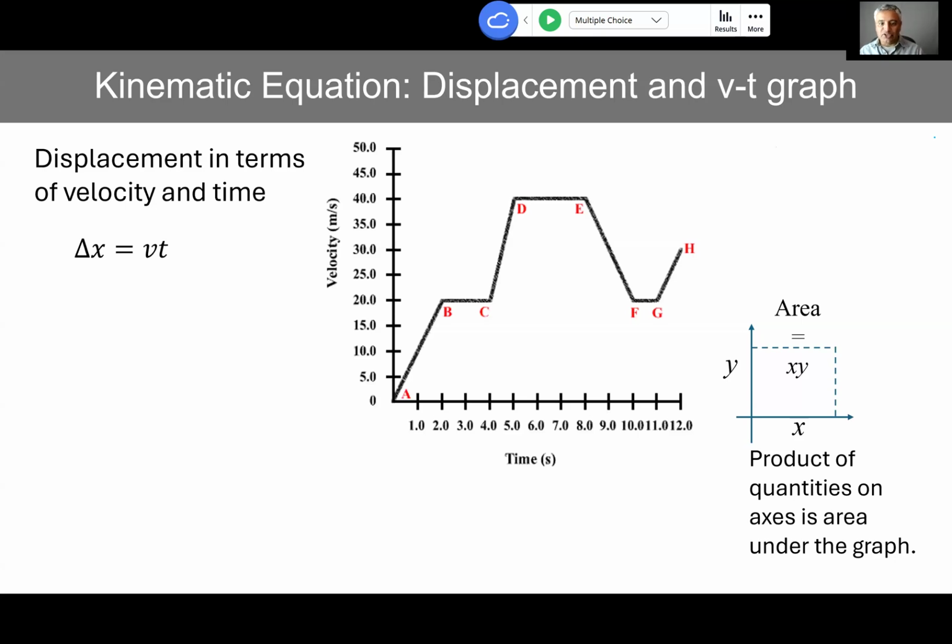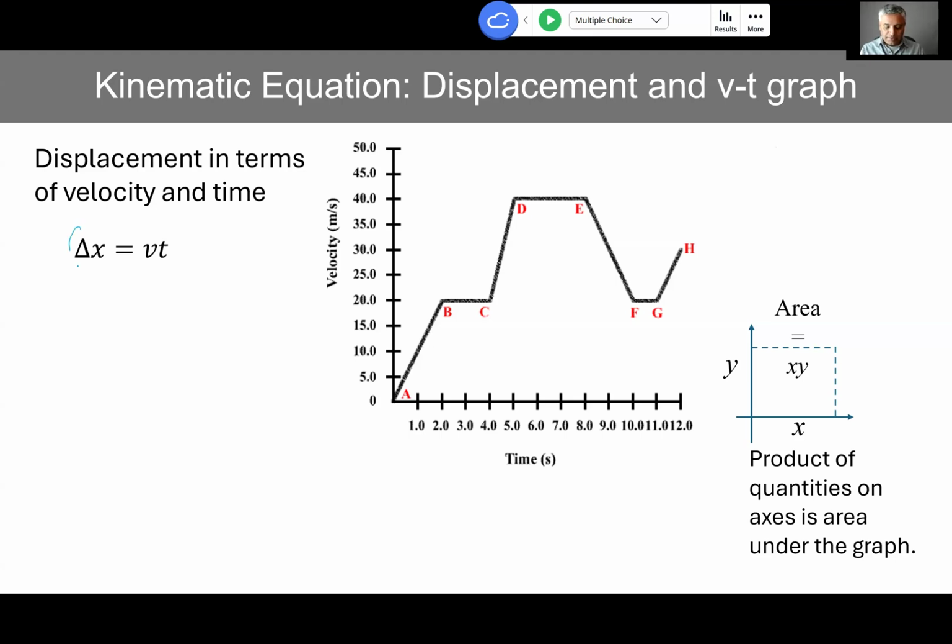But this time we're not going to be looking for acceleration. Rather, we are looking for displacement. How far the object moved. If you are given, let's say, a velocity versus time graph, from there you can find how far, or what's the displacement of the object. How do we do that?